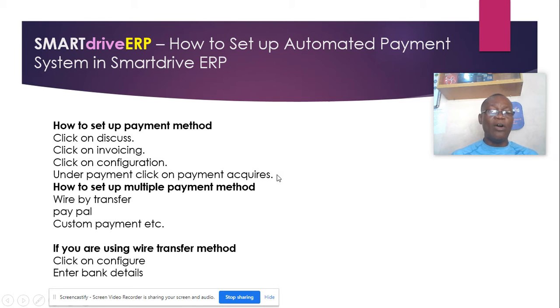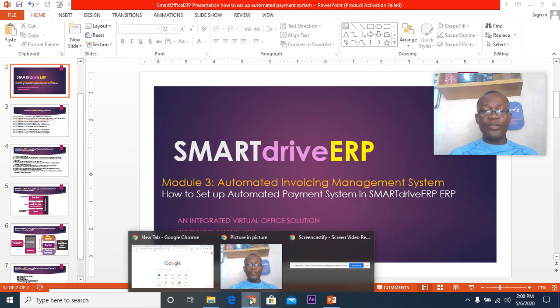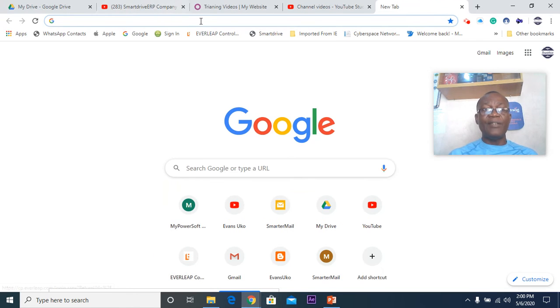Okay, so let's hop into the system and see how you can quickly set up the different payment methods. First, you go to Discuss, click on your invoicing configuration. Under Payment, you click Payment Acquirers, and then you can configure wire transfer, PayPal, or you can set up your local payment system where money will be wired to your account directly. Let me show you how you can quickly achieve that.